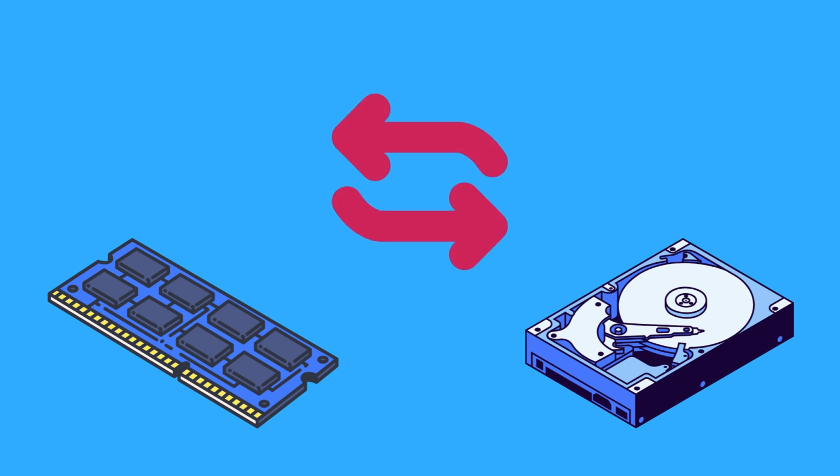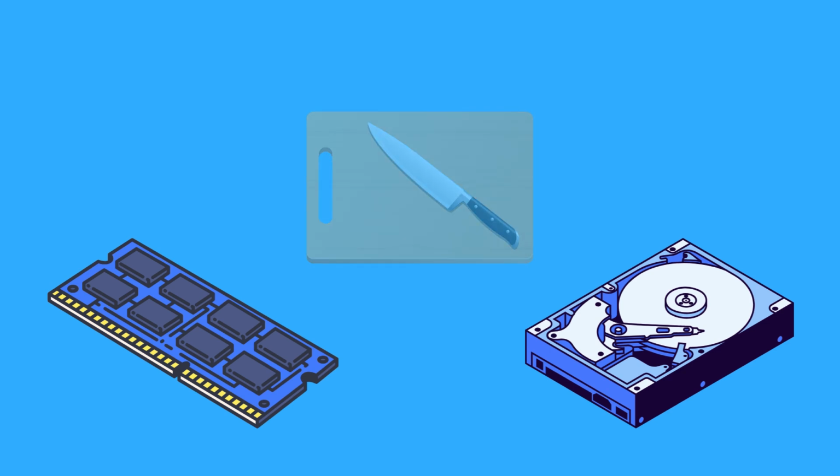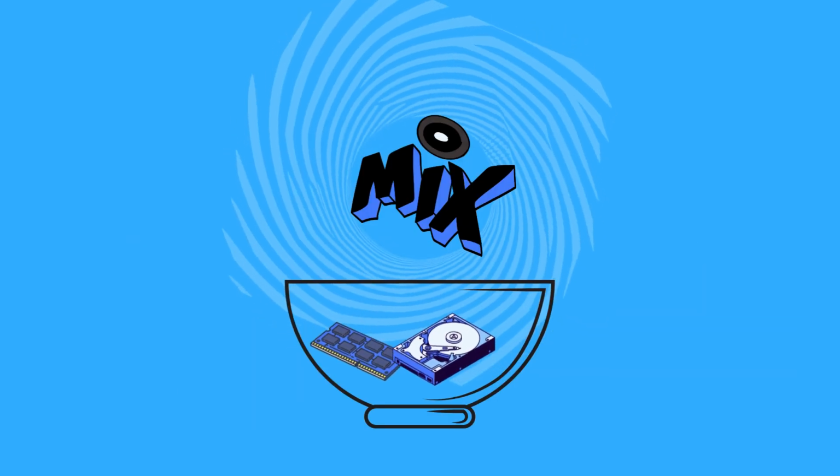Number 3, swapping and paging. Swapping and paging are techniques the operating system uses to manage limited memory. Swapping moves data between the RAM and the storage to free up space when the memory is full. Paging divides memory into fixed-sized chunks, called pages, which can be loaded or unloaded as needed. These techniques allow the operating system to swap out parts of applications that aren't actively in use, so more programs can run simultaneously.